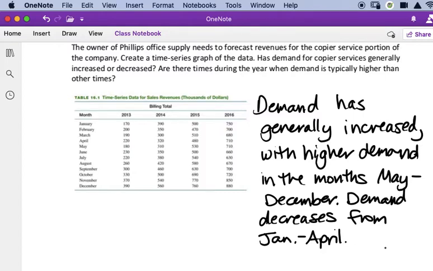It might be that companies aren't necessarily needing copies at that time of the year. Maybe it's the post-holiday, they need fewer copies. So the company could do some analysis work to figure out why their sales are decreasing through those months, but that's what the data is telling us.